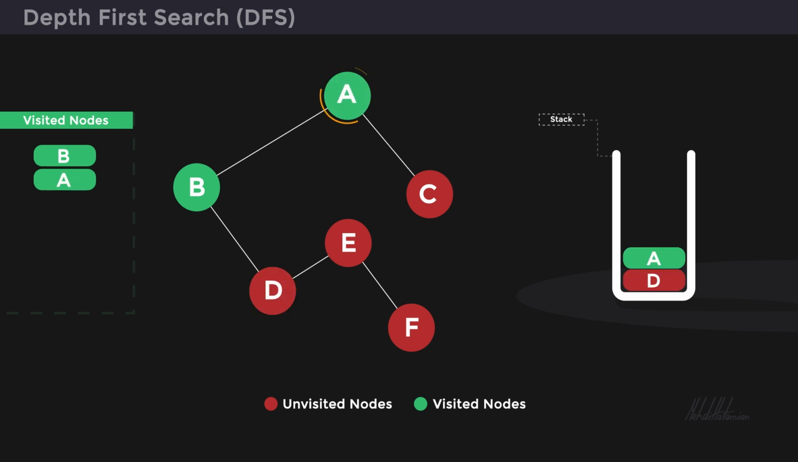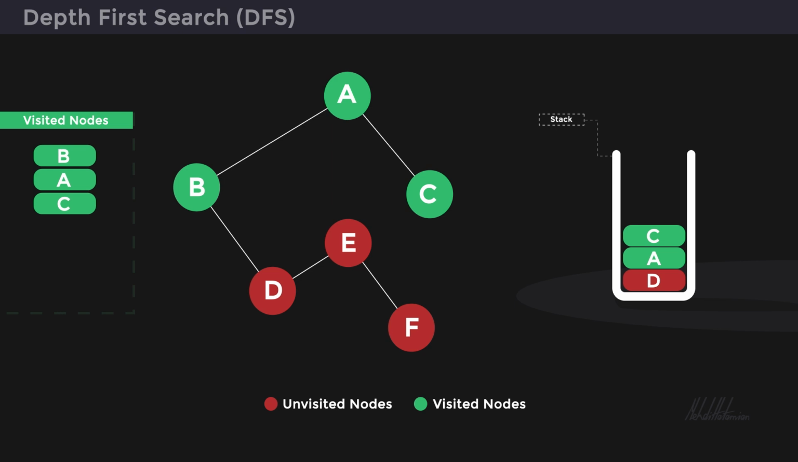Mark A as visited and add it to the visited list. Now add all of A's adjacent nodes to the stack. Node C is the only adjacent node to A, so we push it onto the stack. Node C has no adjacent nodes, so mark it as visited and add it to the visited list. At this point, there are no unvisited adjacent nodes of C.